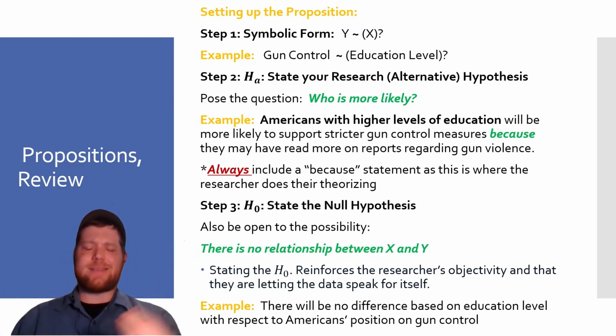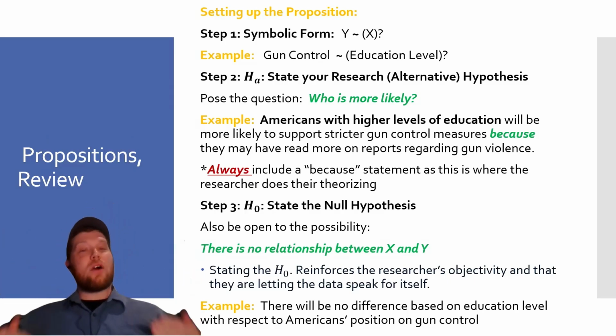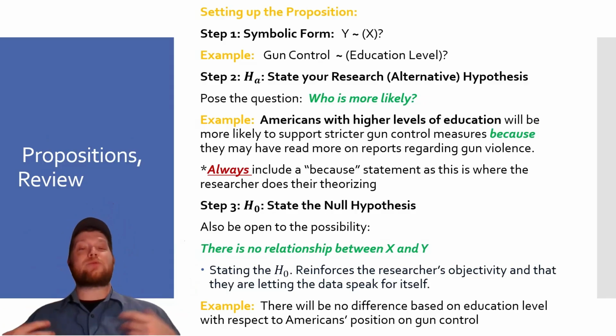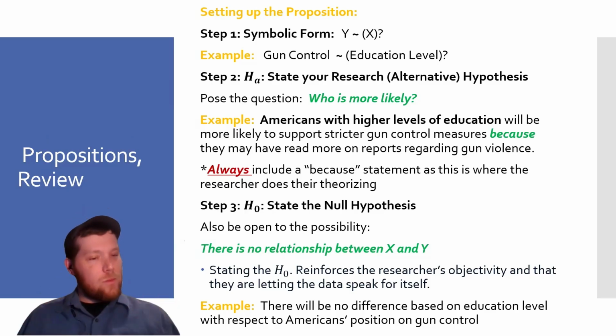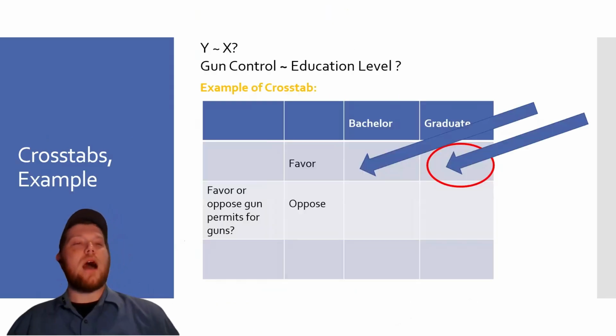Give a reason, give a statistical opinion based on your own social science brilliance that you already had before you even took this class. But then we need to give the counterargument. We have the null hypothesis. We have to be open to the possibility there's no relationship between X and Y. Stating the null hypothesis reinforces the researcher's objectivity and that they're letting the data speak for itself. We could be wrong, but we'll see what happens with the data and which direction we should be leaning toward. For example, there's no difference based on education level with respect to America's position on gun control. That would be what the null hypothesis essentially is. Again, we're going to provide this in terms of a crosstabs.